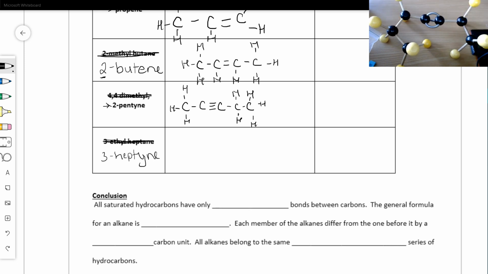This is 3 heptyne, because I go 1, 2, 3. Here's my triple bond. 4, 5, 6, 7. Right, and everywhere else where I could, I'm attaching a hydrogen.